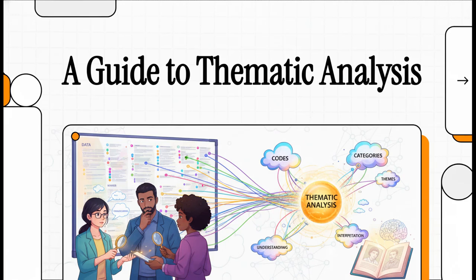All right, welcome. Today, we're jumping into a foundational method in qualitative research that's super powerful, but often a little misunderstood. We're going to break down thematic analysis using the landmark 2006 paper by Virginia Braun and Victoria Clarke as our guide. It's the go-to for so many researchers because it's flexible, it's powerful, and it's just a fantastic way to build the core skills you need for pretty much any qualitative work. Okay, let's get into it.